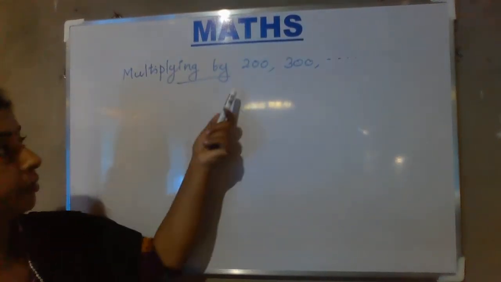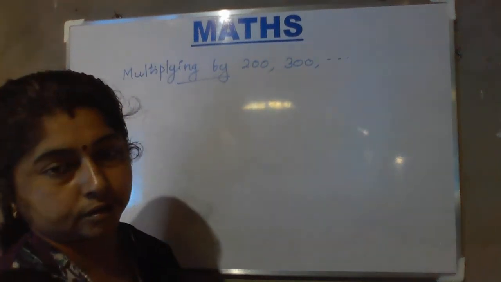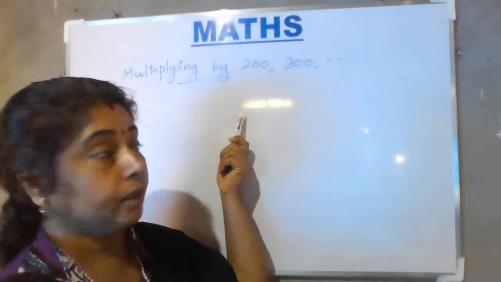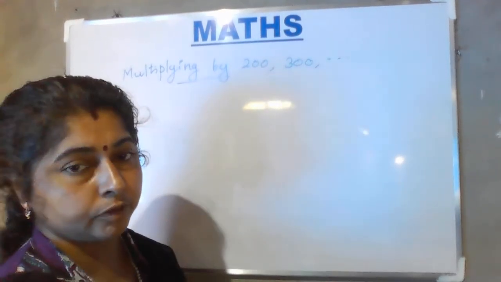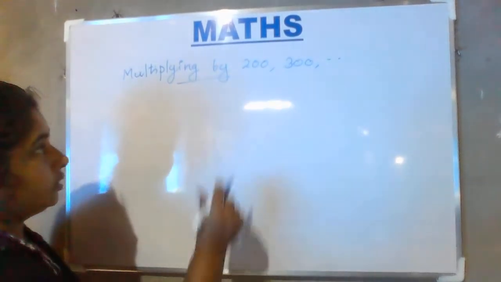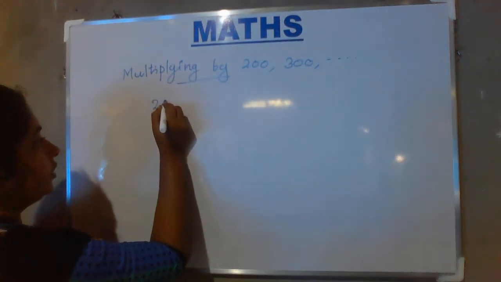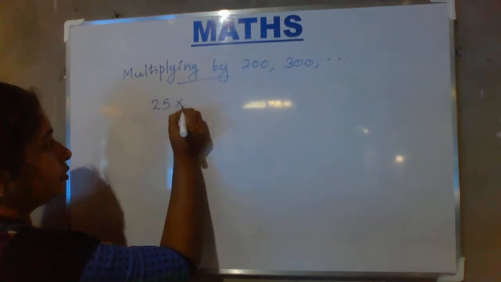Next is multiplying by 200, 300, etc. That is products of 100, or multiples of 100. Multiplying by multiples of 100. Then how will you multiply by these numbers? For example, 25 into 200.